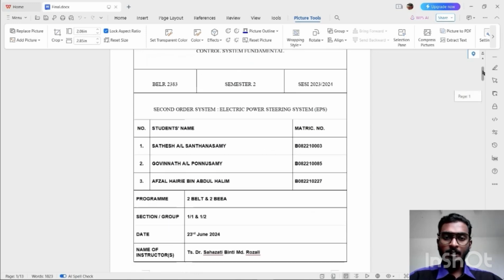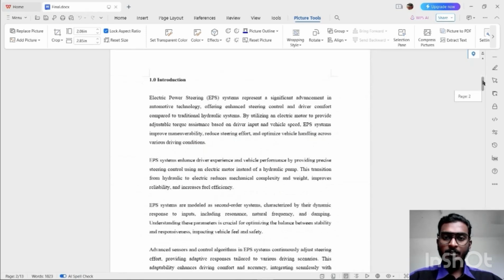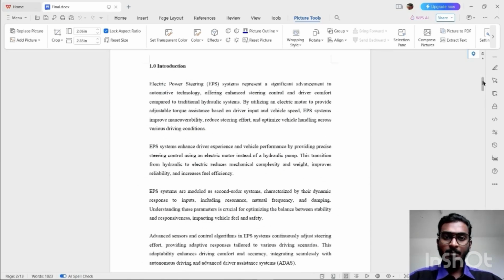Welcome to our presentation on second order system, which is electric power steering system. An EPS system represents a significant advancement in automotive steering technology, replacing traditional hydraulic system with an electrically driven mechanism to assist the driver. EPS system consists of key components such as steering wheel, torque sensor, electric motor, controller, and steering rack, which work in harmony to provide precise and adaptive steering assistance.